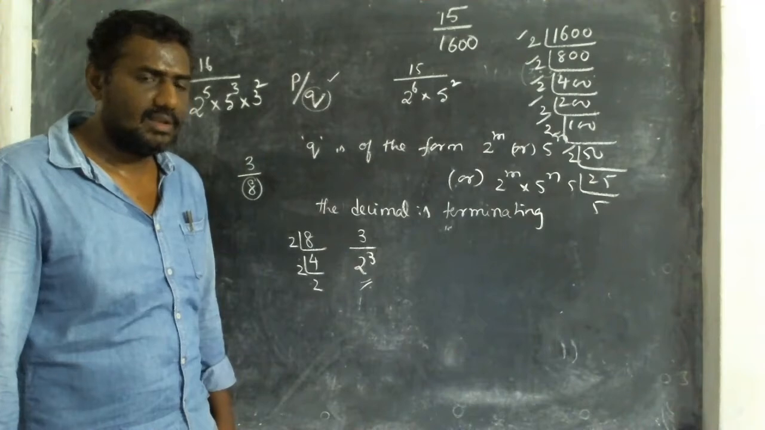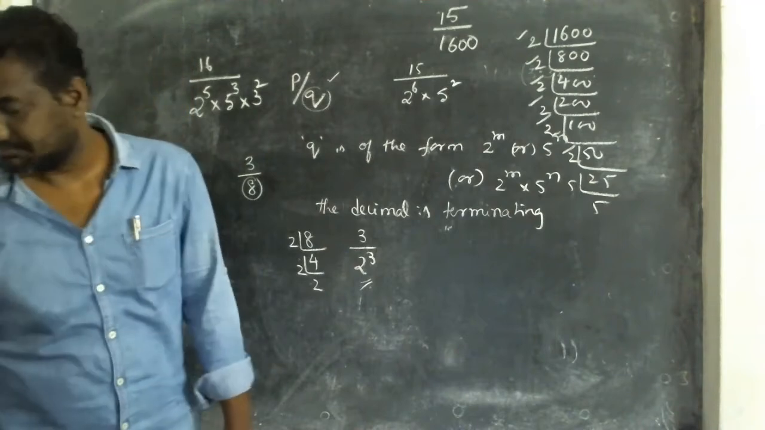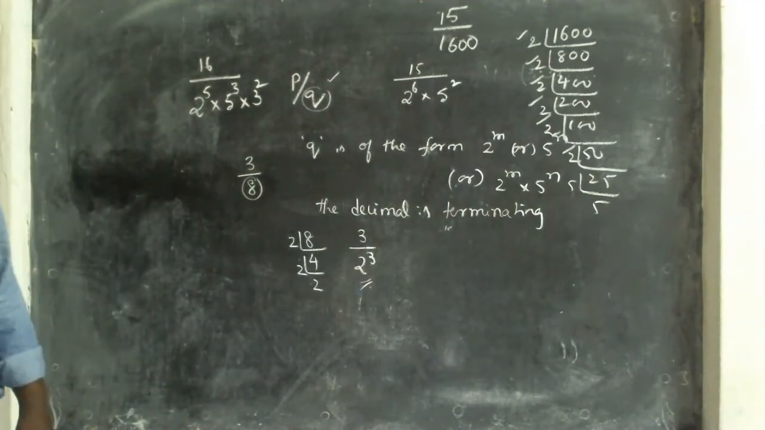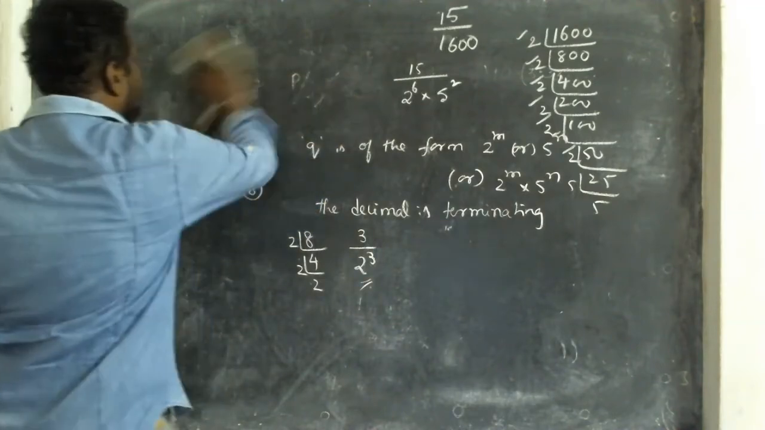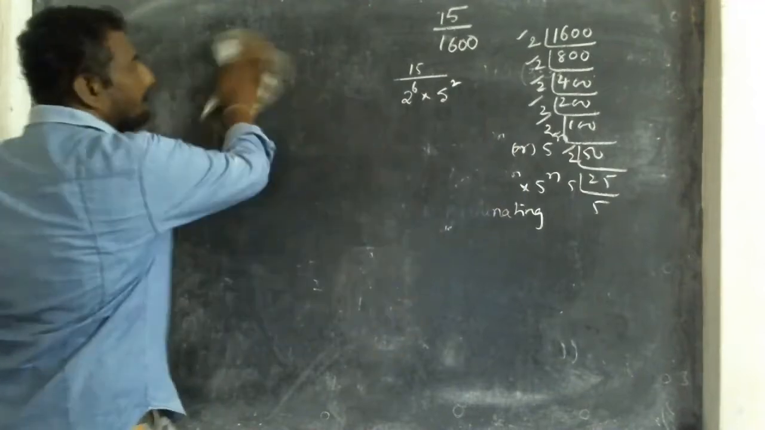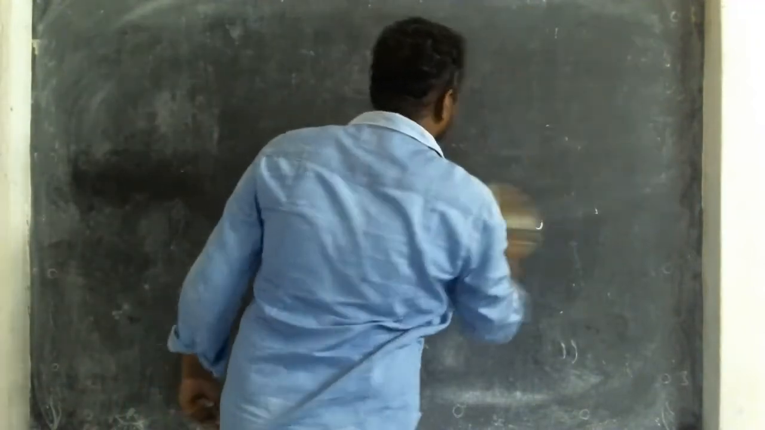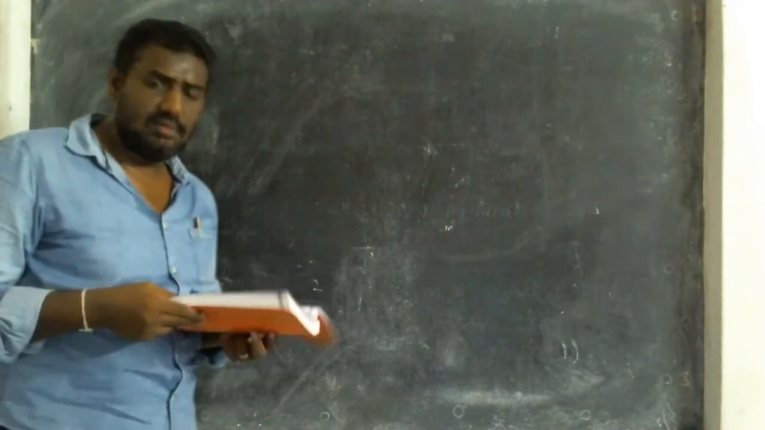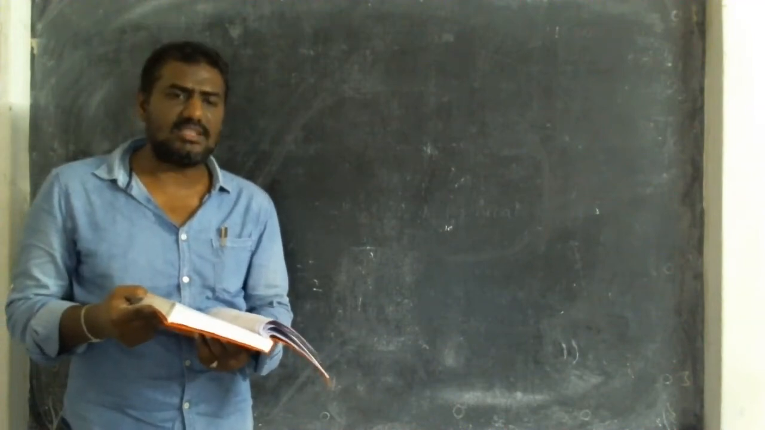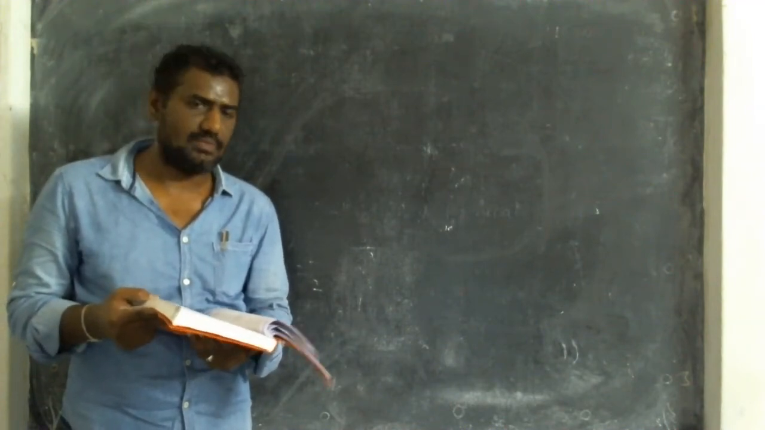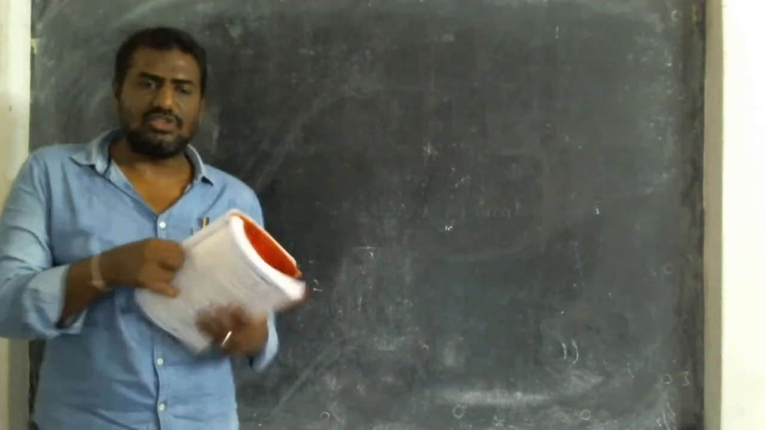Children, did you understand? Shall we do some problems on this? We'll do some problems on this. Children, in your textbook, exercise 1.3, first Roman, second Roman, third Roman, all of them are the same method, same problem, same type you have to do. So I will do some problems.